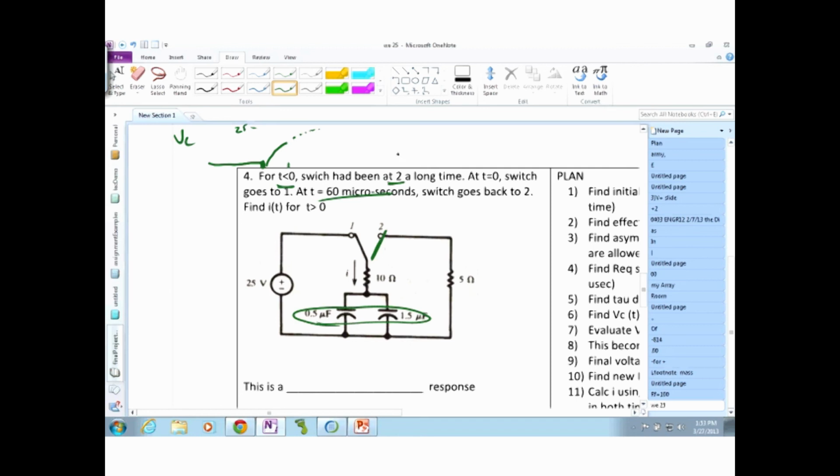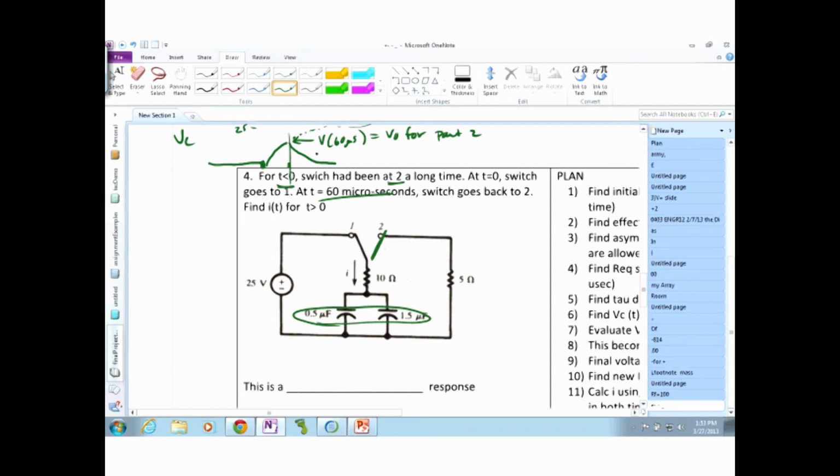It never fully charges. So it then starts to decay from there, not from 25, but from where it was at 60 microseconds. So the way to solve this one is you have to find the formula as if it's going to get to 25, the step response, and then V of 60 microseconds becomes the V0 for part 2, when you switch the switch again. But then you have to remember that the time in the formula for that is not t.